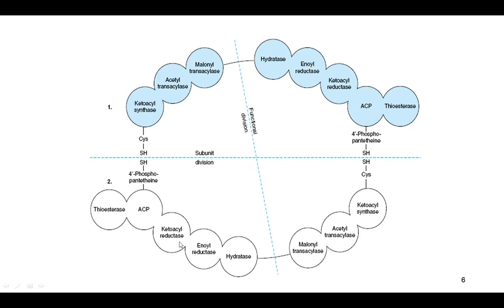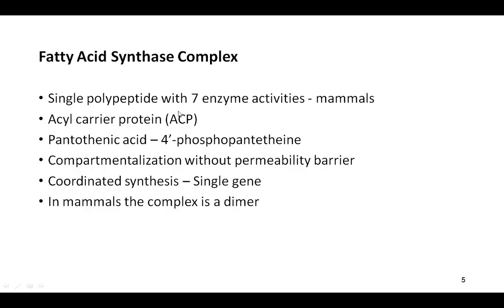So 2 enzymes like this are attached with the sulfhydryl group and combine. A single polypeptide has 7 different enzyme activities in mammals. Acyl carrier protein, ACP, is there along with those 7 enzymes. In the book the structure will be there. You have to go and see this again and again. So here the compartmentalization happens for different reaction steps, but the permeability barrier is not there.